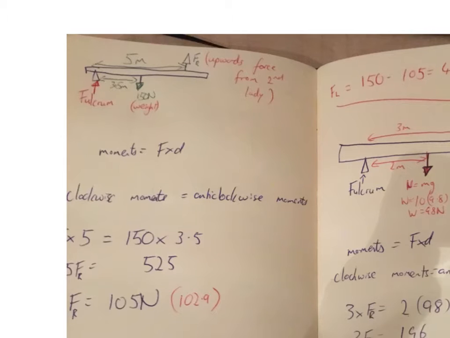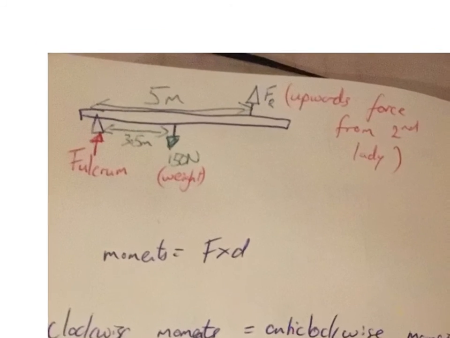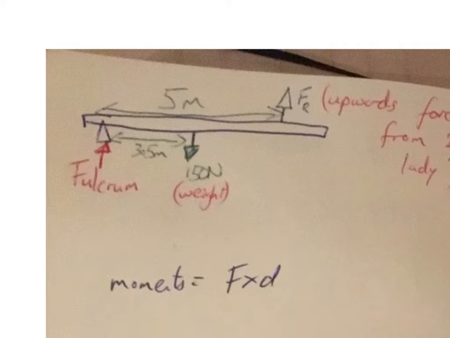So question 12 has two people who are carrying a metal rod with a mass of 15 kilograms. What upward force must each create to do so? So I've drawn out a diagram here that just shows the forces that are acting on it.